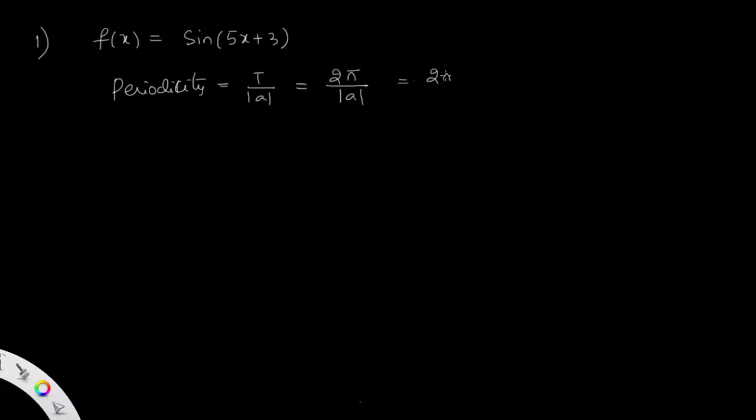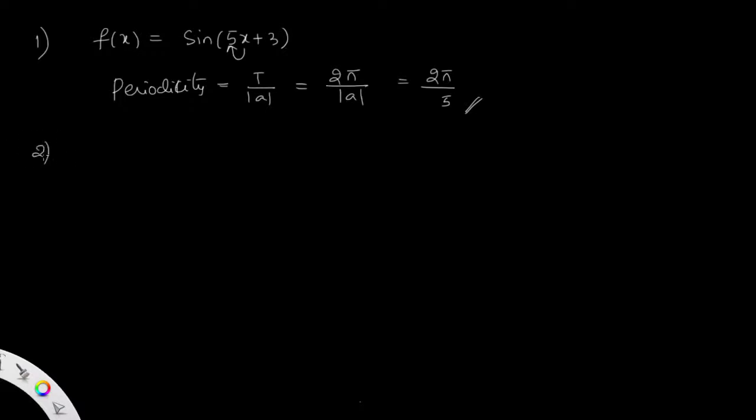First question: let f of x equal sine of 5x plus 3. What is the value for periodicity? The formula is T equals T by mod a. The period of sin x is always 2 pi by mod a. So we write 2 pi by the x coefficient, which is 5. It is positive, so we write positive. That's all.